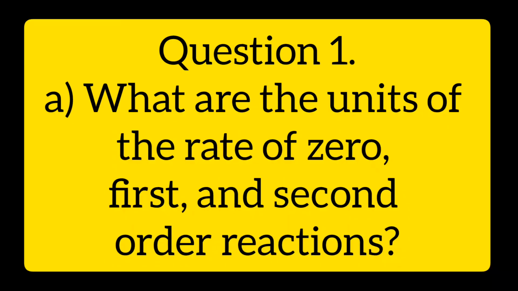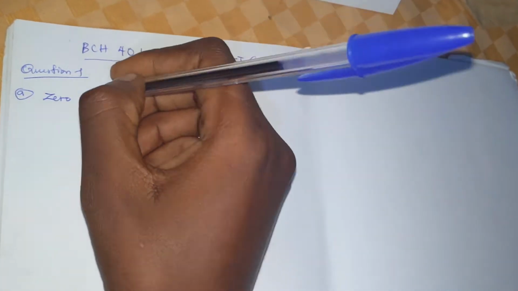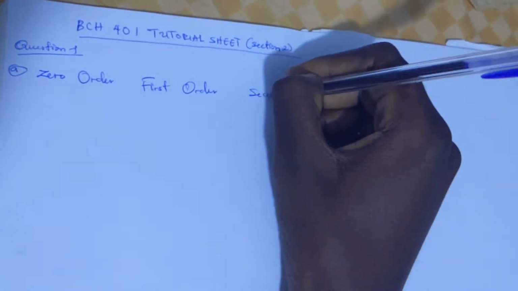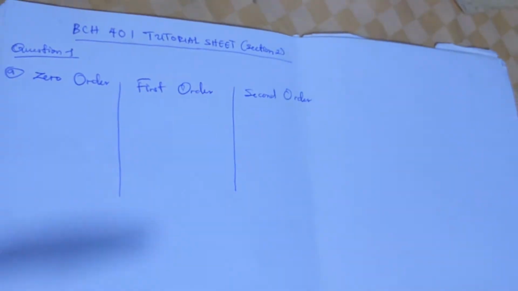The first question on this tutorial sheet says, what are the units of the rate of 0, first and second order reactions? What are the SI units? We are going to state the rate formula for this and then depict its SI unit. Okay, for the first, we are going to depict the SI unit for 0 order, first order, and second order.